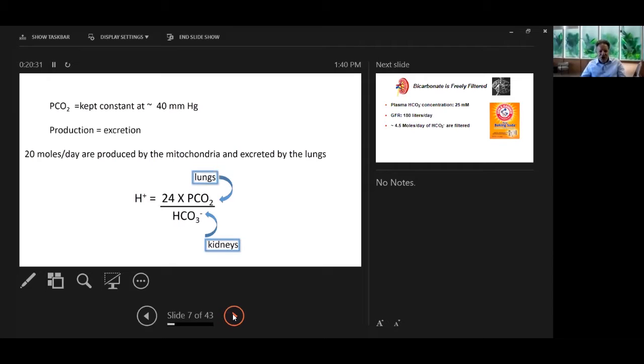So looking at this equation now, where the hydrogen ion concentration always equals 24 times the PCO2 over bicarbonate. And as I mentioned, this is true whether you have an acid-base disorder or not. So let's just look at the PCO2.